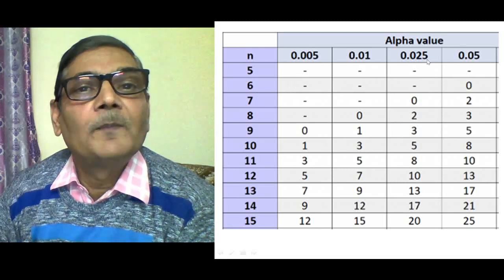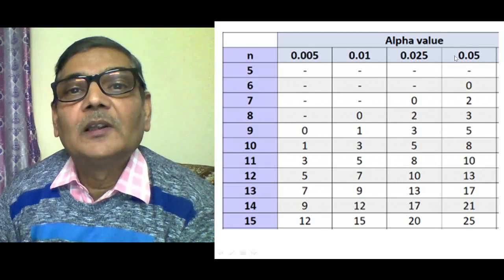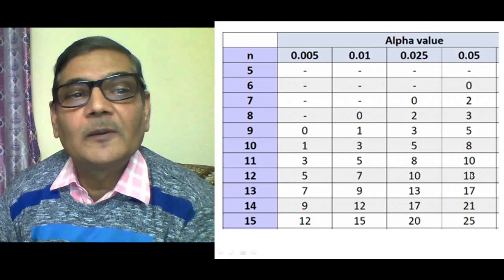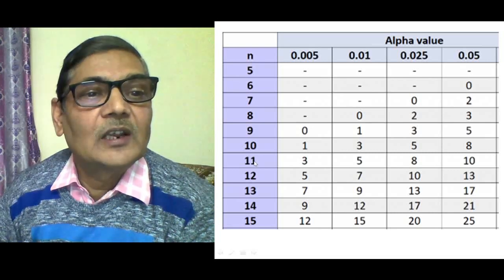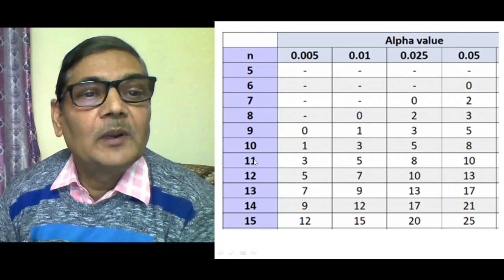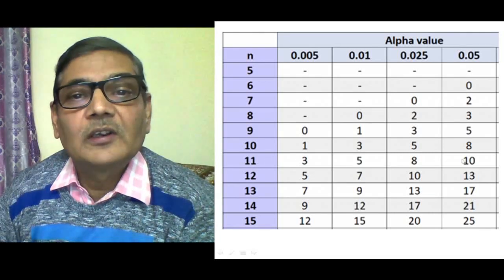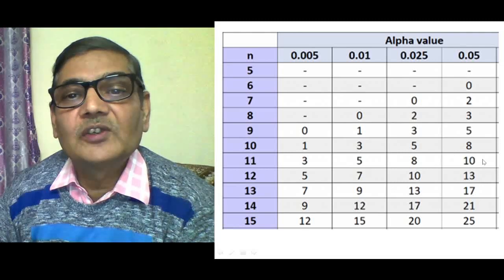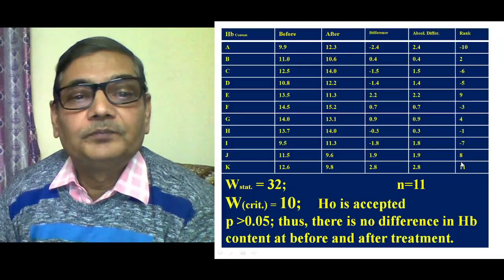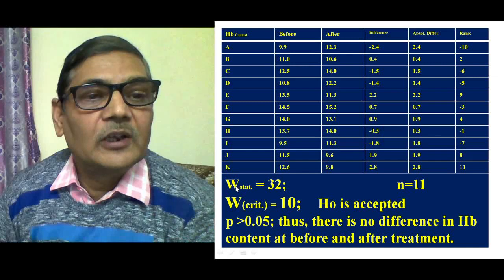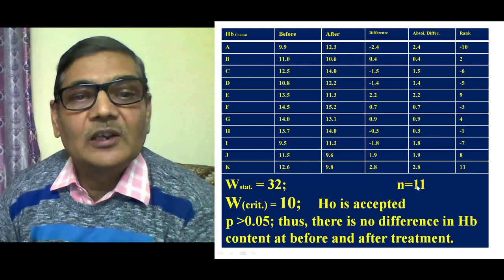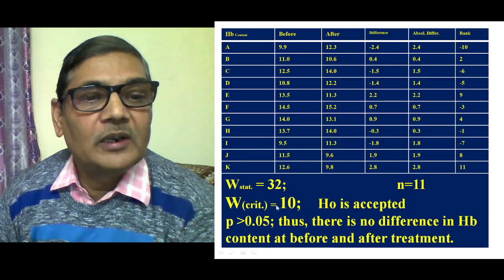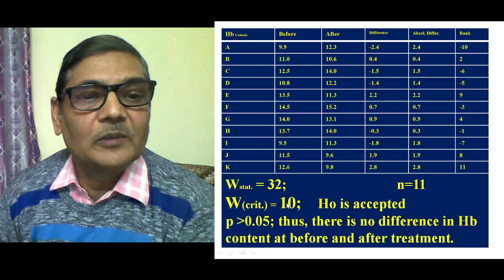So this is the table, and at the 5% level, that is at the 0.05 level, the values are given here. We have to see the number of cases, which is 11. So at 11, the Wilcoxon critical value is 10. This is the critical value. Now what we observe is that the W statistic is 32, the number of cases n is equal to 11, and W critical is 10, which we have just seen from the table.